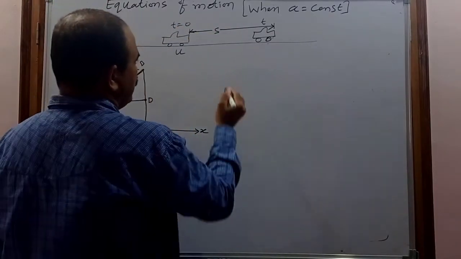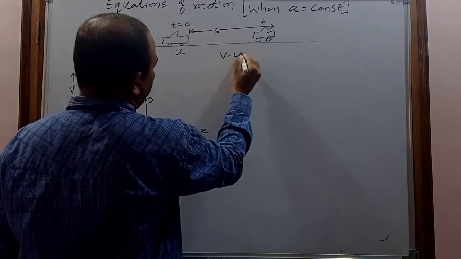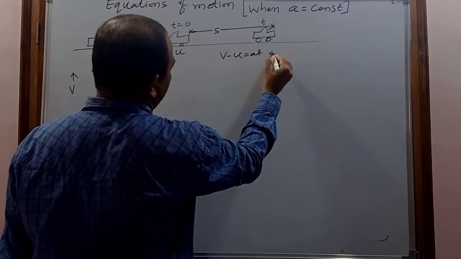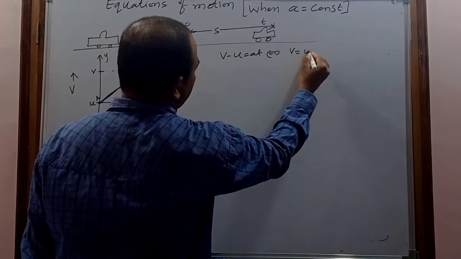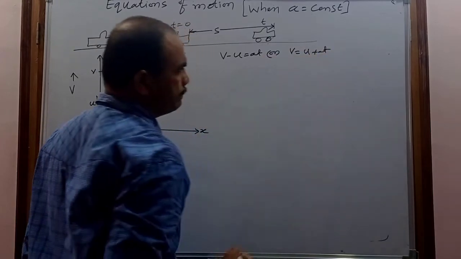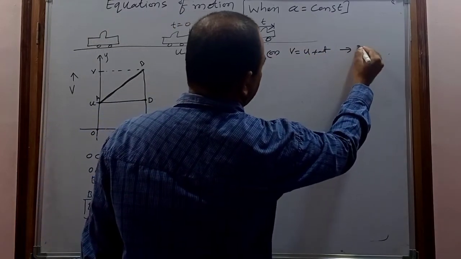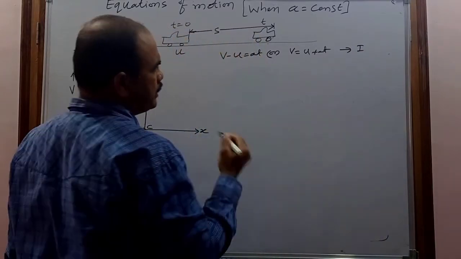So what is the first equation of motion? That is nothing but v minus u equal to at, or v equal to u plus at. So this is the first equation of motion. And what is the second equation of motion?